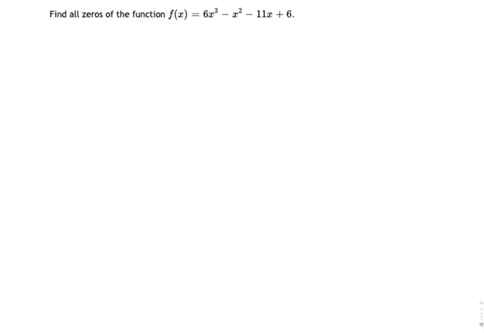Let's look at how to find all of the zeros of the polynomial function f of x equals 6x cubed minus x squared minus 11x plus 6. So let's review the steps that we can use to help us find some potential zeros to work with and an interval to focus on. So I'm going to start by finding Cauchy's bound.